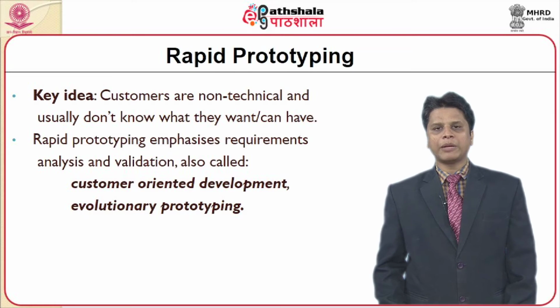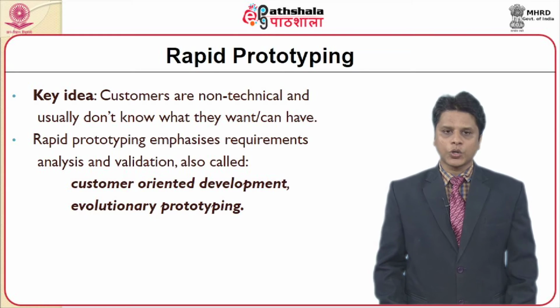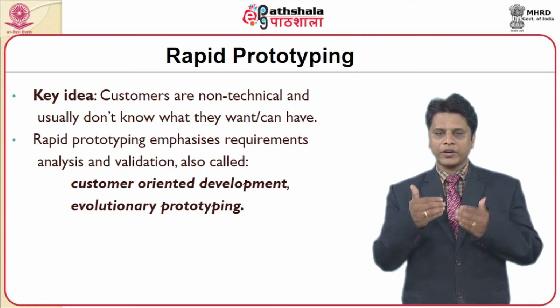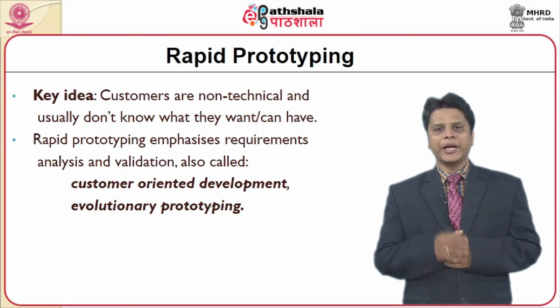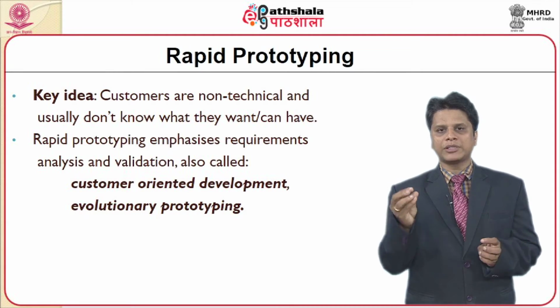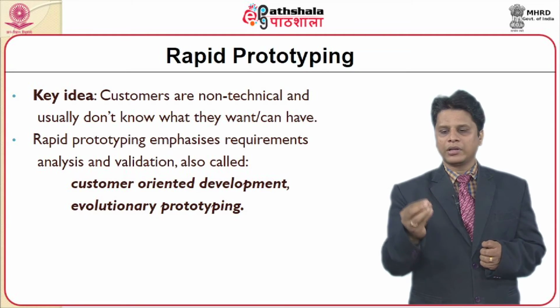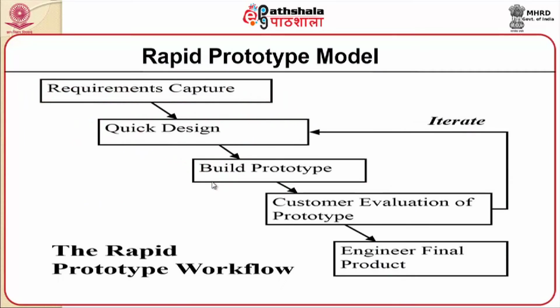So this rapid prototyping emphasizes requirement analysis and validation, and it's also called customer oriented development. Although the waterfall model and code and fix model were oriented towards the customer, the major aspect that I will be talking about in this rapid prototyping is to uncover all the requirements, to work on some simple requirements and make the customer understand what kind of development would happen and how it will look. So this is also called an evolutionary prototyping model.